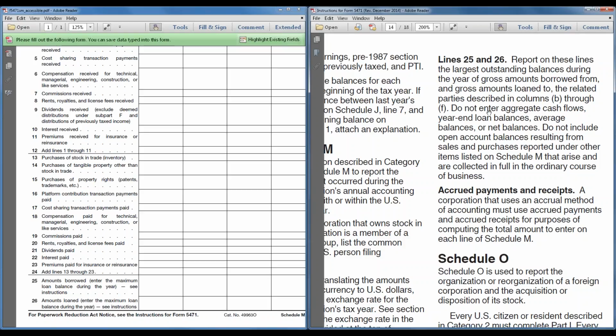Do not enter aggregate cash flow, year-end loan balances, average, or the net, and especially not the net, because they want, just like all of our CPAs, we know if a journal adjustment's off by $1, we need to find out what it is, because that net of $1 could represent 1 million on one side and 999,000 on the other side. Do not include open account balances resulting from sales and purchases reported under other items listed on Schedule M and are collected in the ordinary course of business. And in fact, accounts receivable, accounts payable.